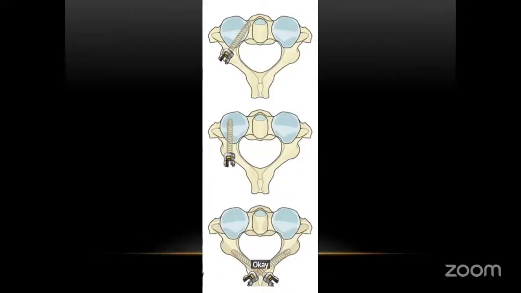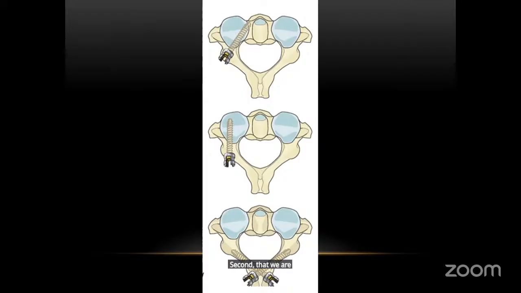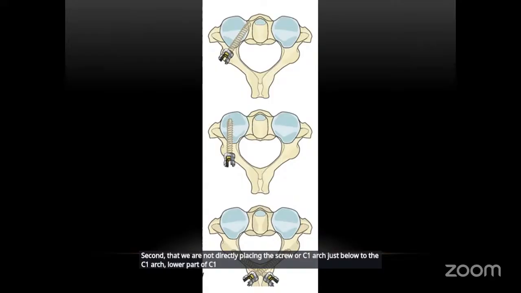Okay, I said that Goel says we have discussed the C1 screw, but for the C1 screw there are two points. One is directly at the mid of the posterior C1 arch. Second, we are not directly placing the screw over the C1 arch. Just below the C1 arch, the lower part of the C1 arch will be ronged and then the screw put in the lateral mass of C1.